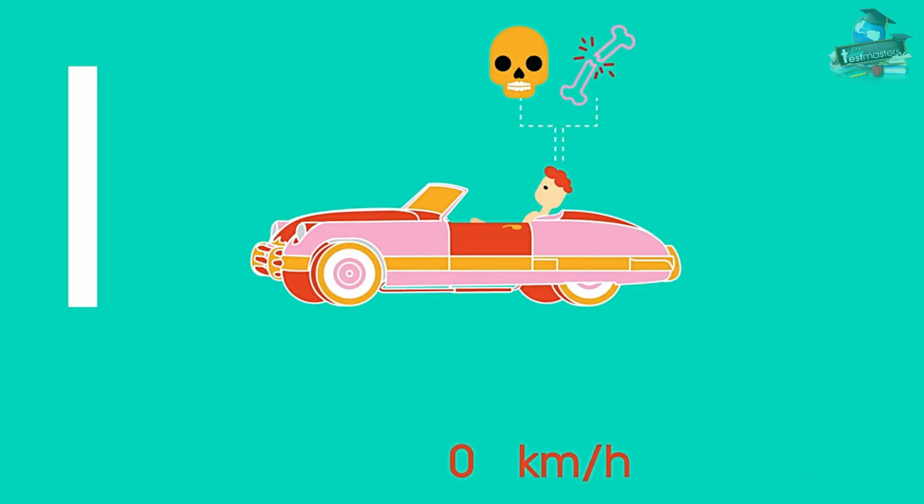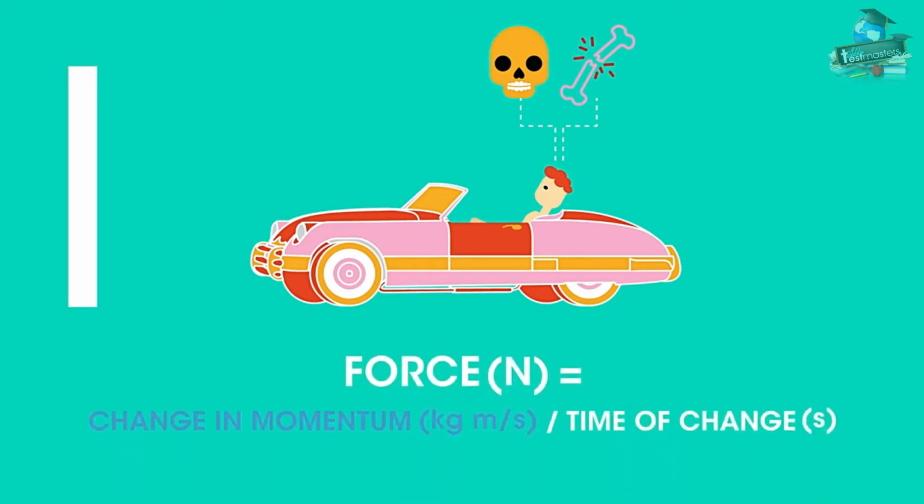We can calculate the force acting on the passengers using this equation. Force equals change in momentum divided by time of change, where the force is measured in newtons, momentum is measured in kilogram meters per second, and time is measured in seconds.